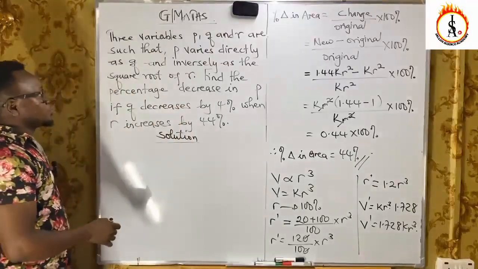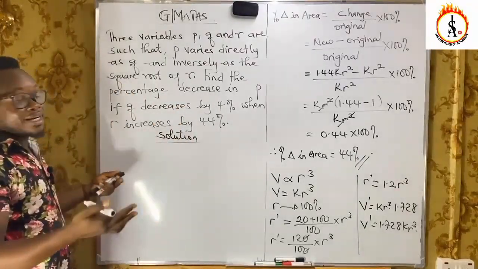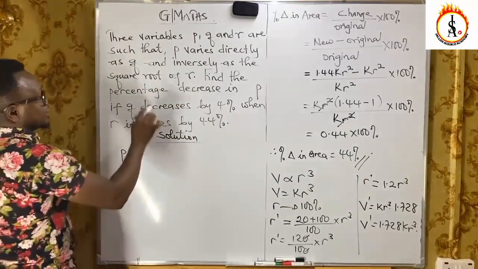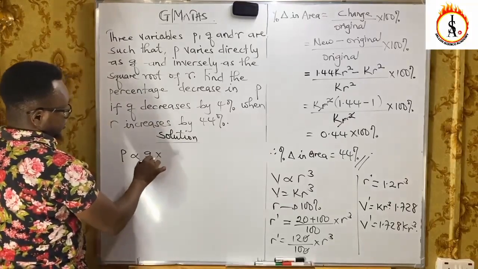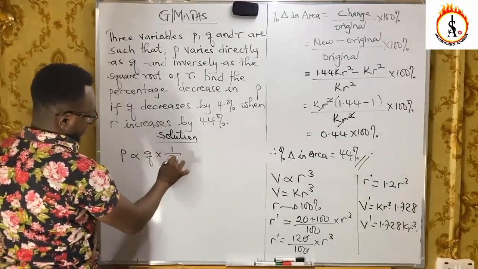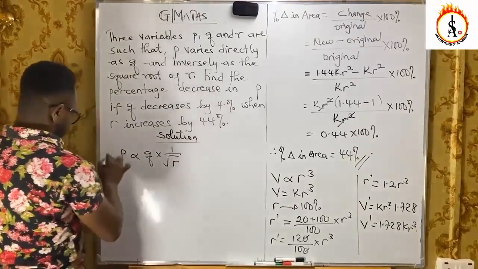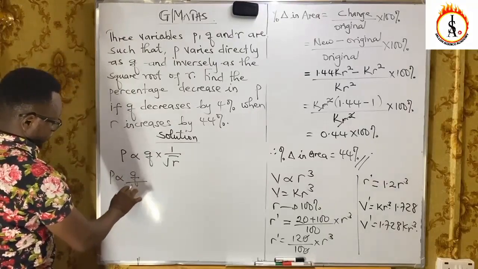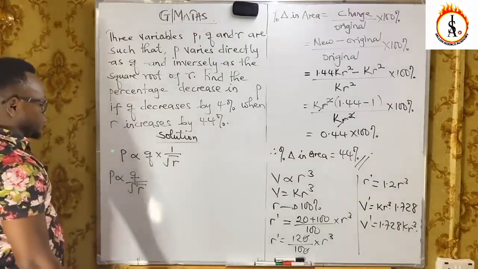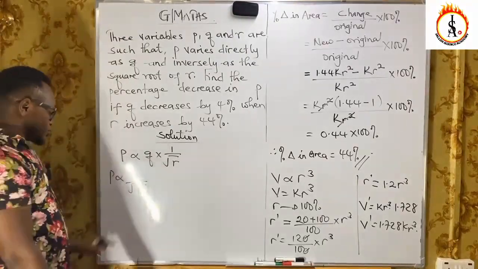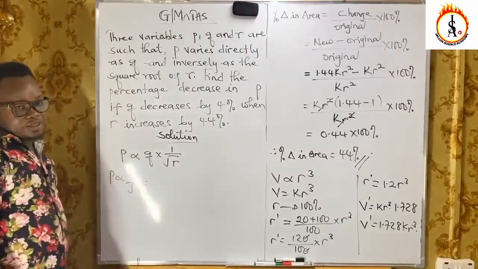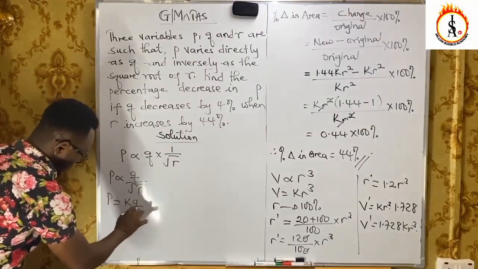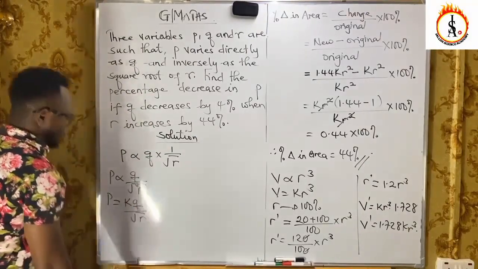So I take you through the solution. And we write the relationship between them, okay? That P varies directly as Q and inversely as the square root of R. So this means P here is directly proportional to Q and inversely proportional to root of R. So we can get rid of the sign of proportionality and we introduce a constant K. So P will be equal to KQ over the root of R.